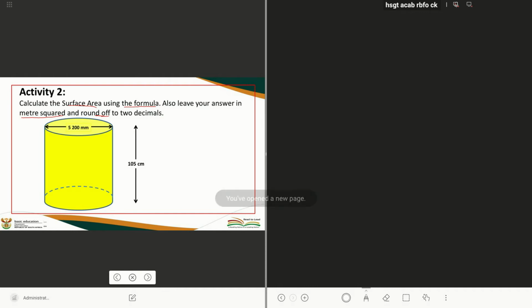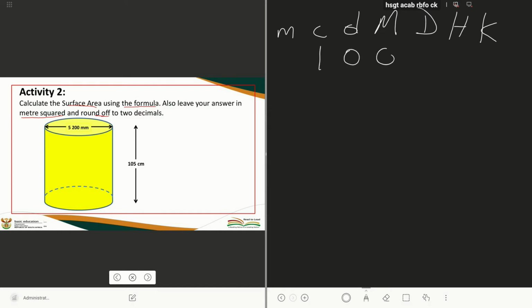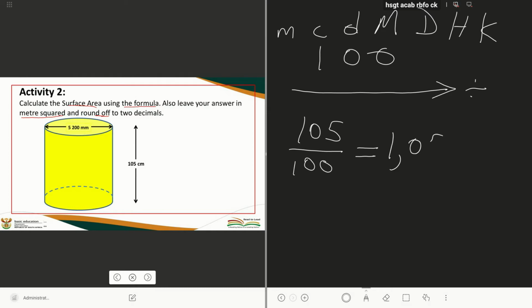Now we calculate the height of our cylinder. The height of our cylinder. We are converting centimeters to meters. Now we are having 1 there, 0, 0. Now what we are going to do, we are taking it that side, we are dividing. We are going to divide that 105 divided by 100. This is going to be 1.05 meters. So we've got 2 calculations here.